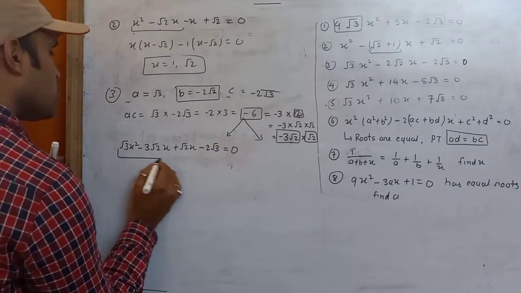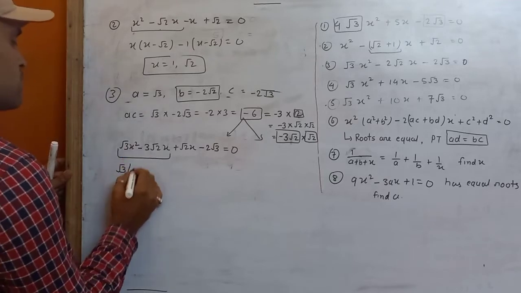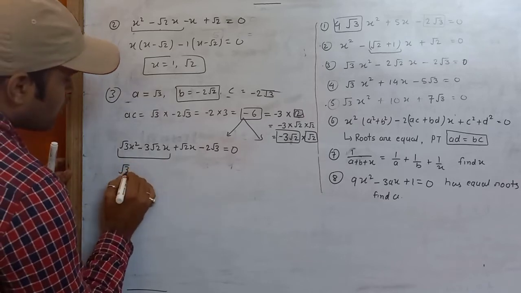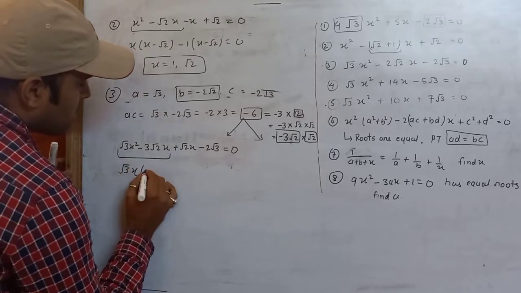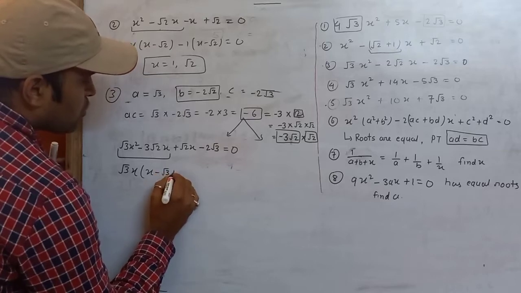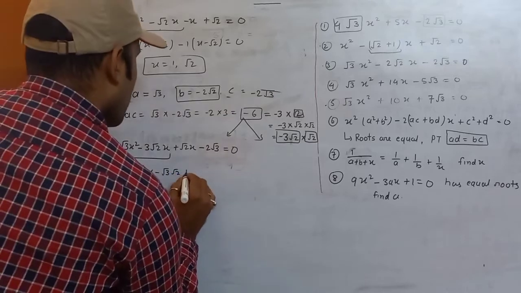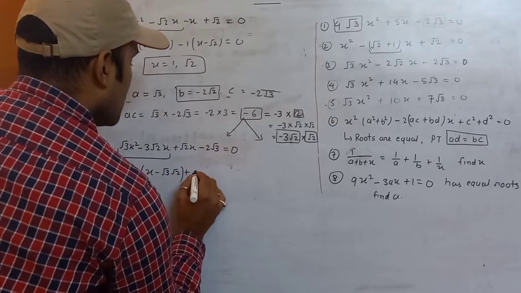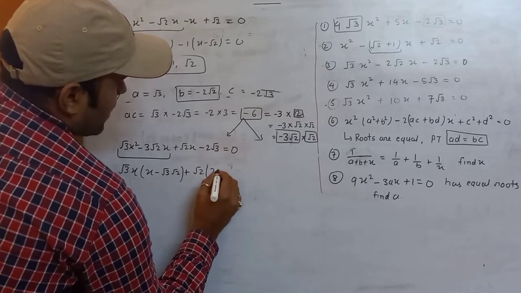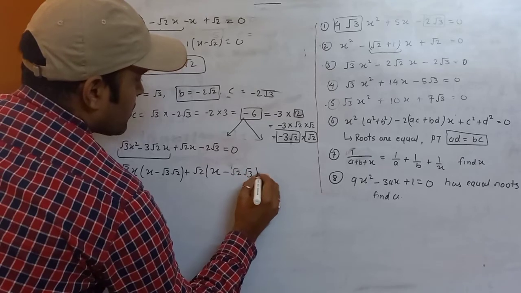So from these two we take root 3 common. So here root 3x will be taken common. Root 3x, what is remained here? x minus root 3 into root 2, and plus here, root 2 will be taken common. What will be remained here? x minus root 2 into root 3.